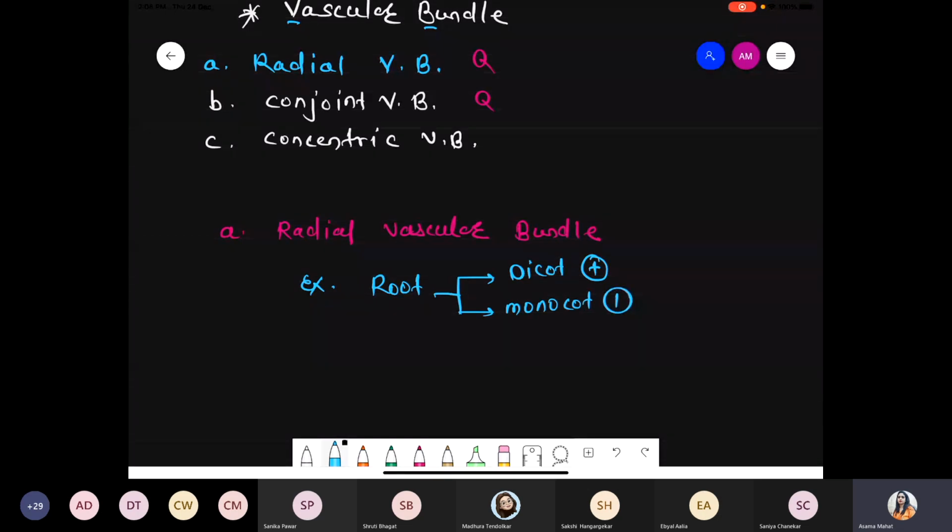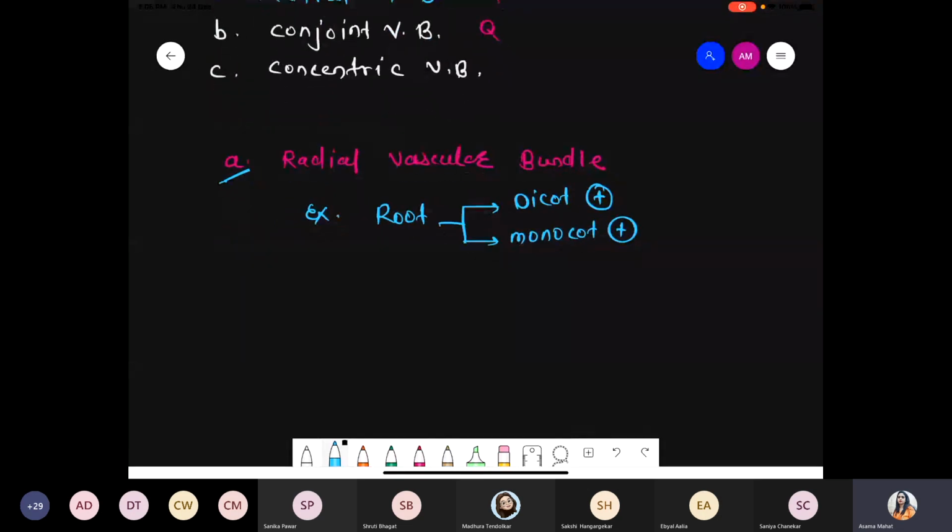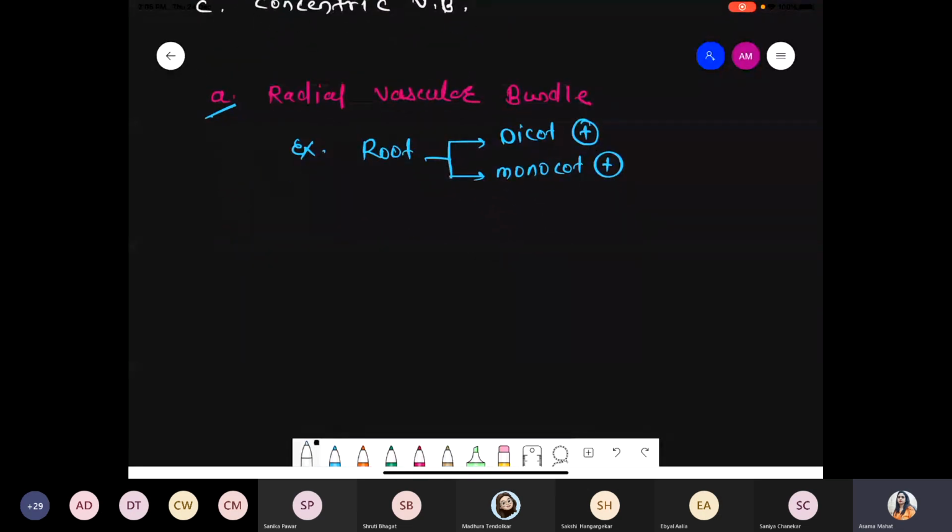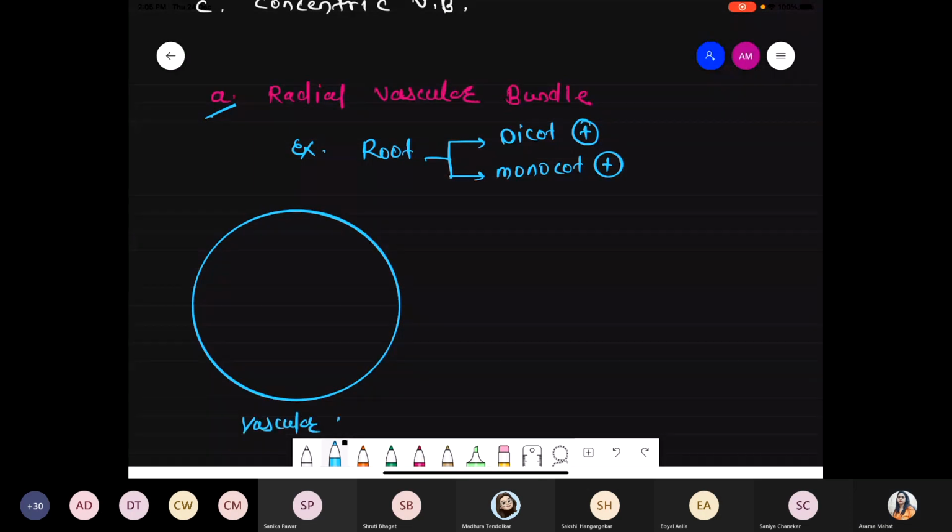So radial vascular bundle is present in the dicot root as well as the monocot root. We'll try to understand the meaning of the radial vascular bundle. Before that, let's draw a simple structure so we get a clear idea. Suppose this is one vascular bundle. Inside it the arrangement is in a radius manner, in an alternate manner. So just quickly we complete the diagrammatic representation.